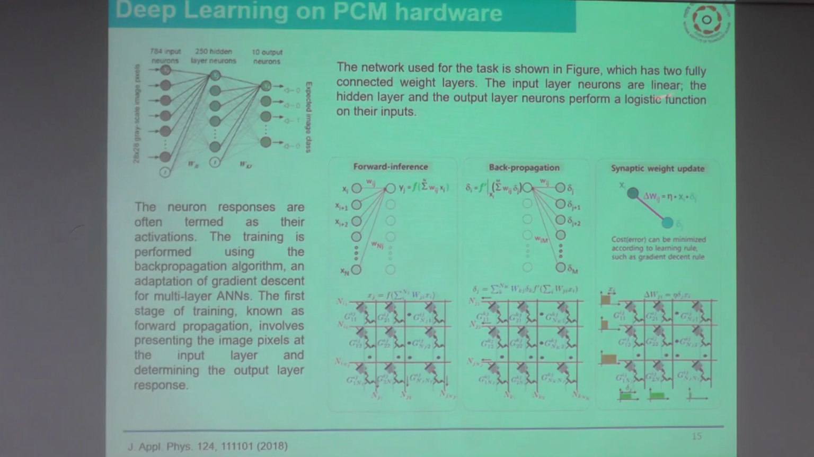The input layer neurons are linear, and the hidden layer and the output layer perform a logistic function of their input. So this is the hidden layer. It is the weight. It is an already stored weight, and then it is comparing. You people have probably heard about these terms before. If I talk about the BTech people, you are probably doing some project on neural networks, deep learning, machine learning based things. This is the algorithm side.